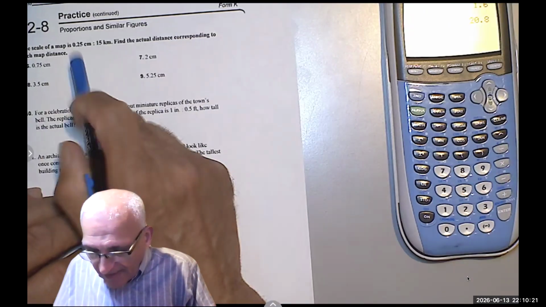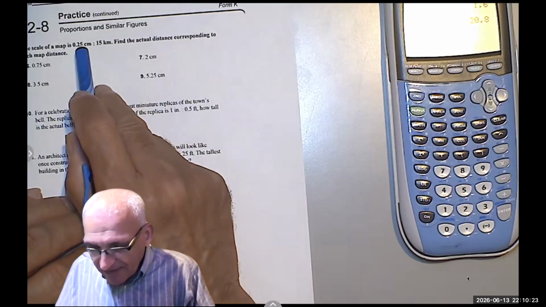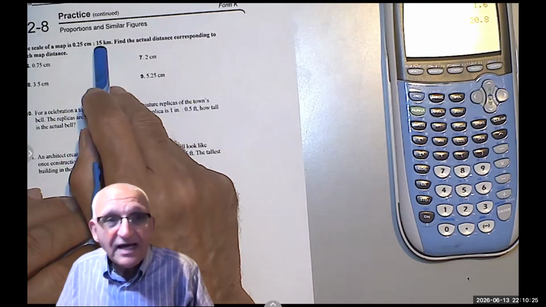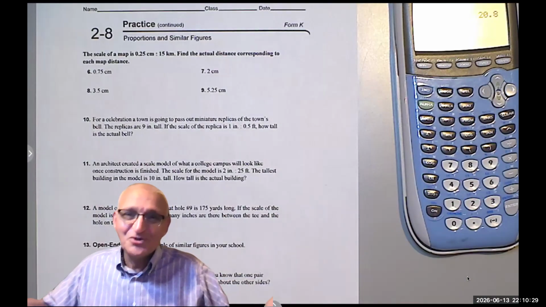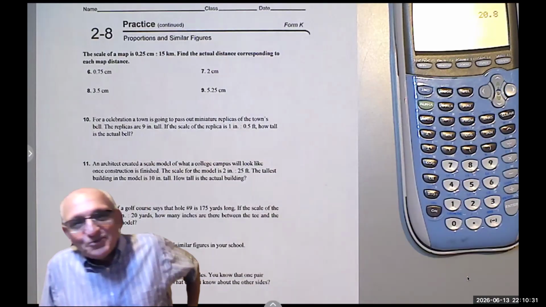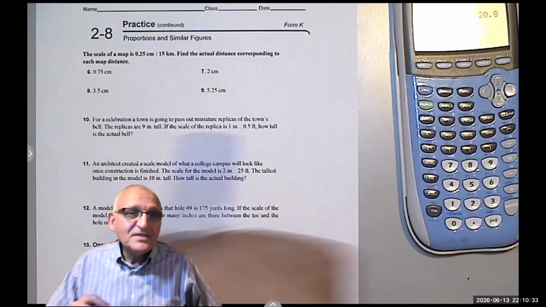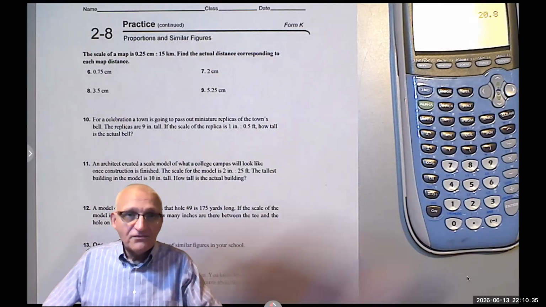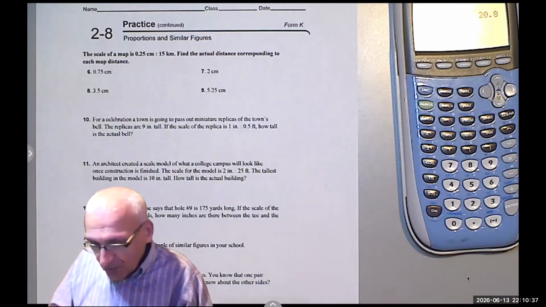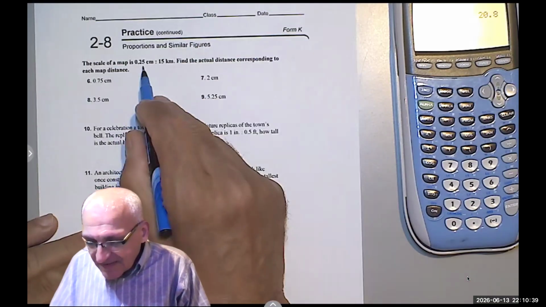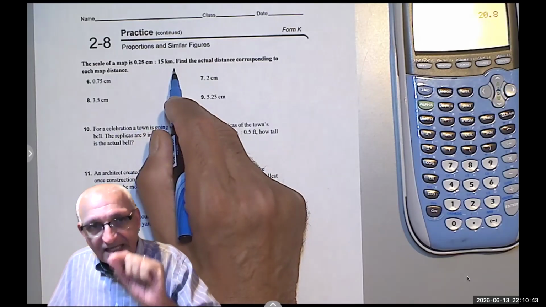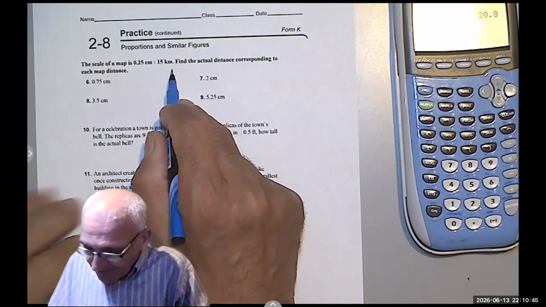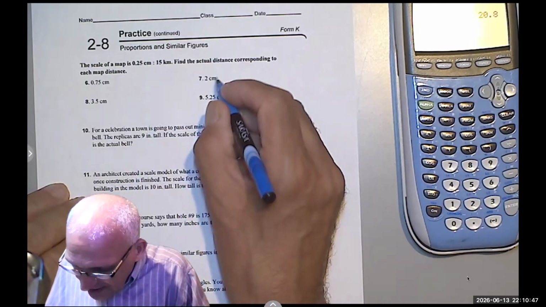The scale of a map is 0.25 centimeter to every 15 kilometers. So if you have 15 kilometers, of course, I cannot draw 15 kilometers, or else why would I use a map? A map is always a reduced scale of real life. So if 0.25 centimeter is equivalent in reality, or in nature, to 15 kilometers, how much is 2 centimeters?